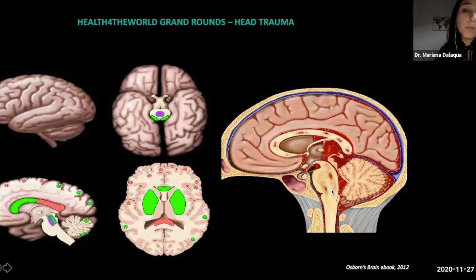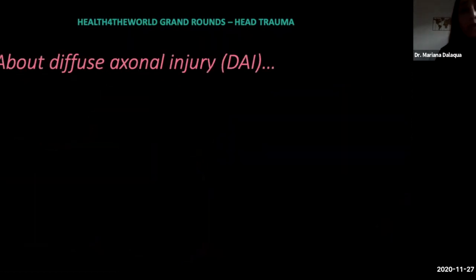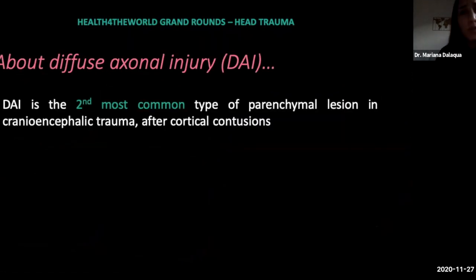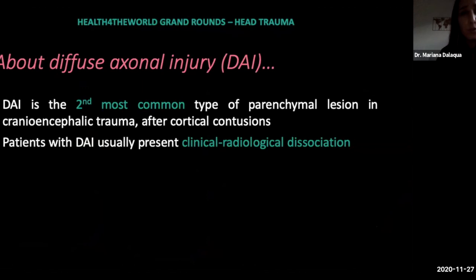So this would be caused mainly by shearing of axons, okay, and it's not mandatory that we have hemorrhagic lesions. Sometimes we don't have hemorrhagic lesions. We only see lesions on diffusion weighted image and FLAIR, but most of them would have a hemorrhagic component together. So remember about that. So what about diffuse axonal injury? It is the second most common type of parenchymal lesion in cranioencephalic trauma, only after cortical contusions.